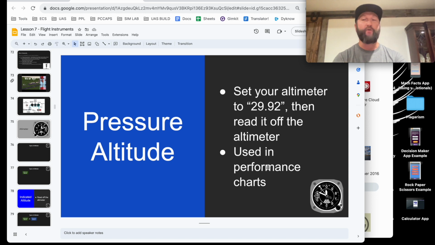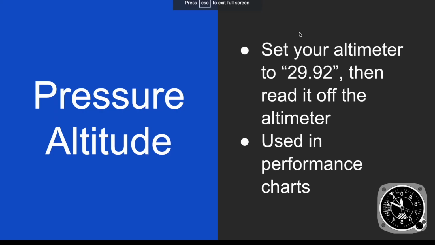It's used a lot in performance charts, and we'll talk more about that when we get to performance charts. But basically, if you want to know it, you're sitting in the plane, you can dial it into 29.92. There's also a chart you can read to convert it as well. On a standard day, you can convert it using the inches of mercury per thousand feet calculation. Like I said, we're going to get to all that in another lesson. But those are used in performance charts.